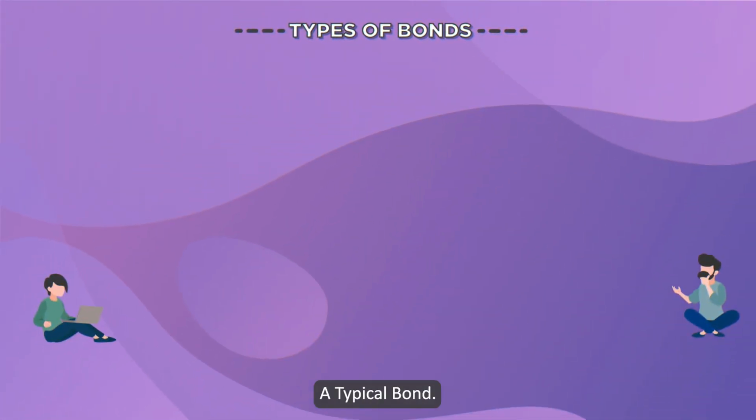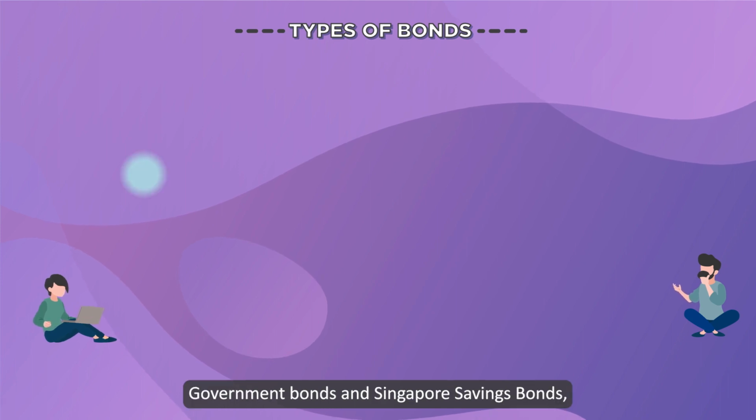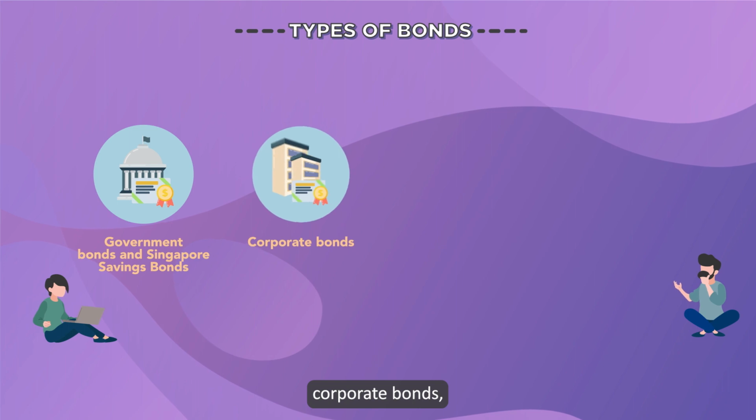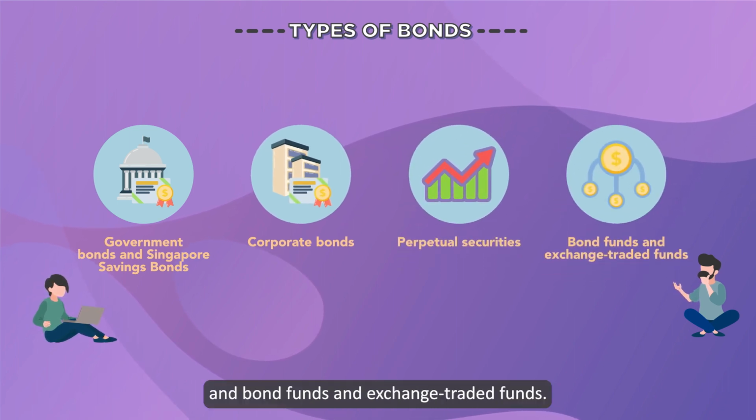A typical bond. These are the main types of bonds: government bonds and Singapore Savings Bonds, corporate bonds, perpetual securities, and bond funds and exchange-traded funds.